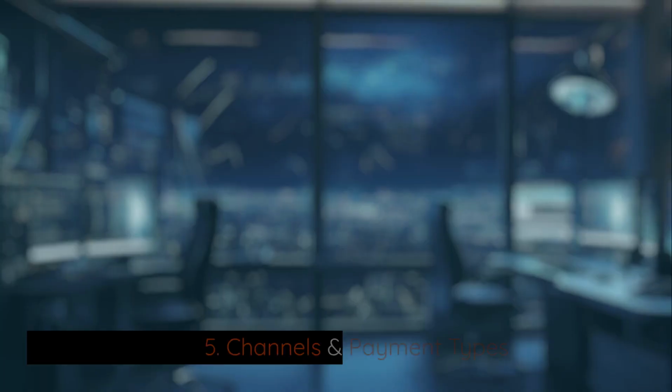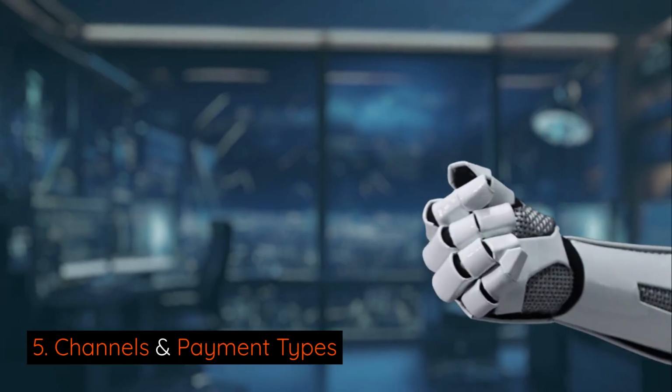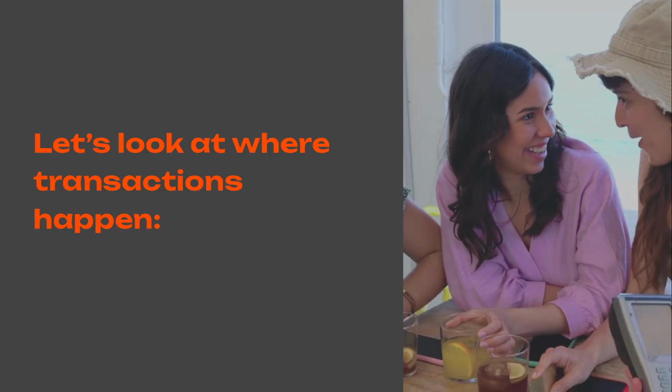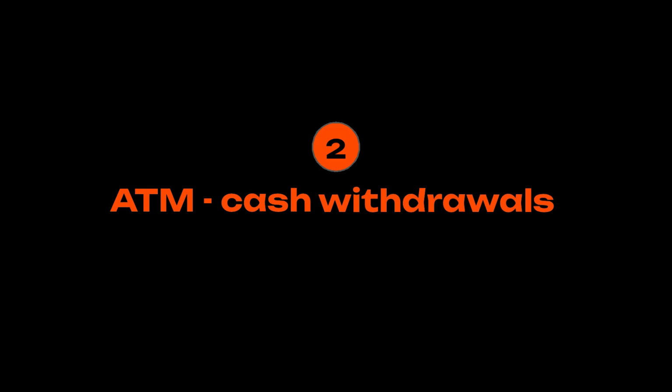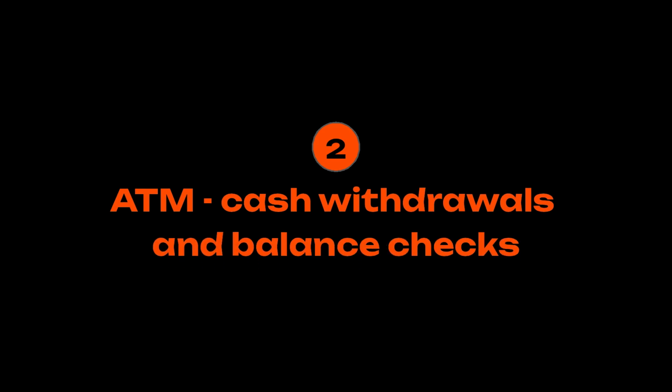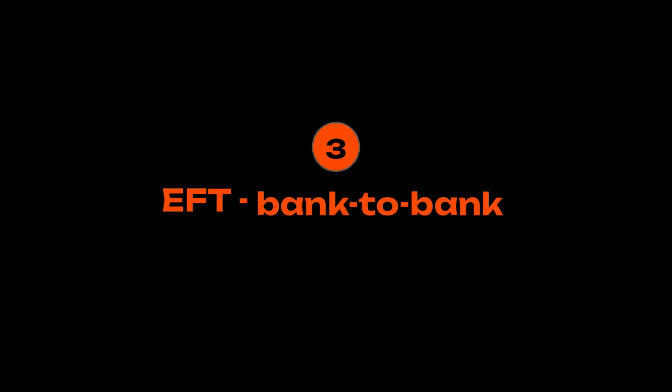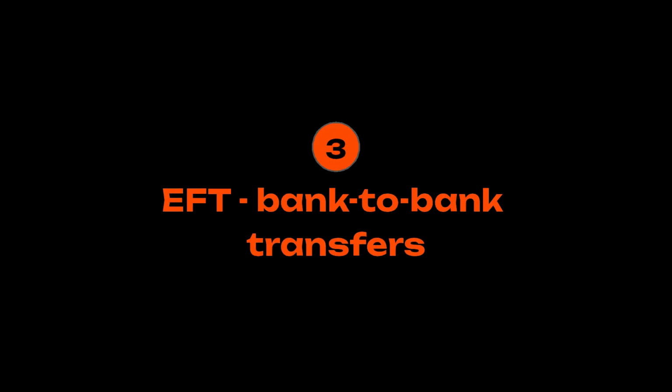5. Channels and payment types. Let's look at where transactions happen. POS, point of sale. Physical or online merchant payments. ATM, automated teller machine. Cash withdrawals and balance checks. EFT, electronic funds transfer. Bank-to-bank transfers.